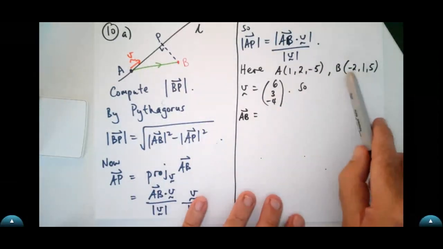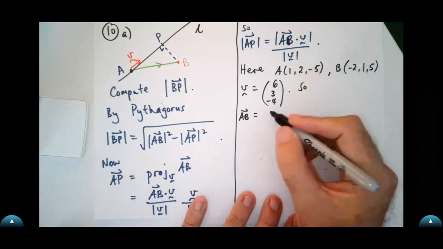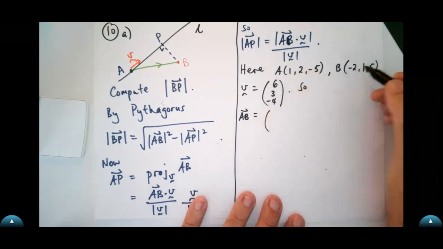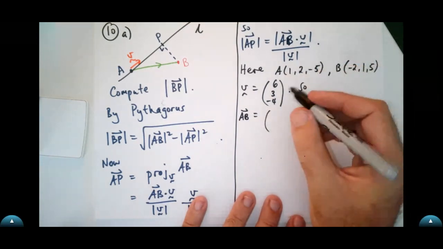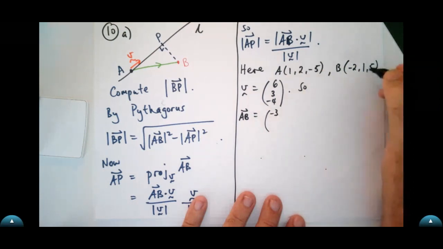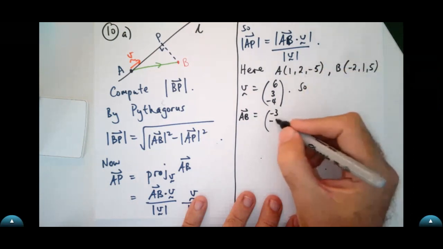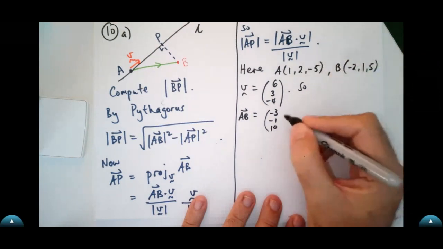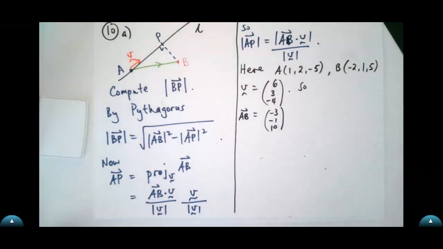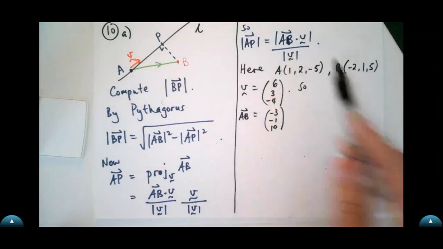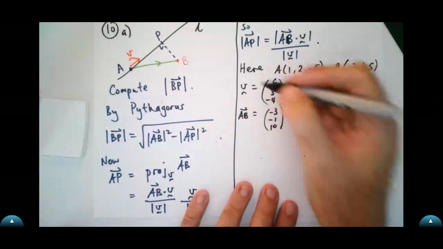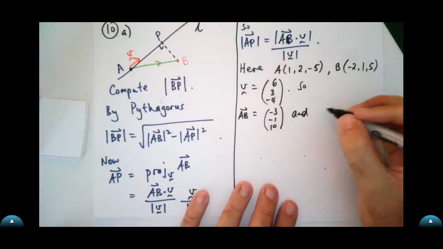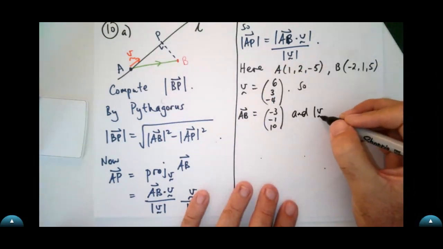So the vector AB is just the position vector of B minus the position vector of A. So -2 minus 1, 1 minus 2, and 5 minus -5. That's 10. Okay. And what else do we need? We need the length of V. So if that's V, let's find its length.